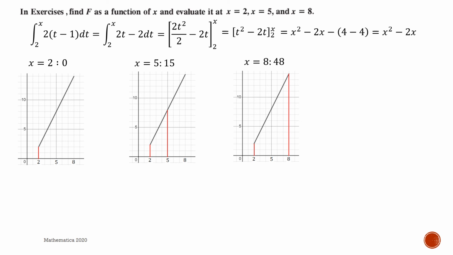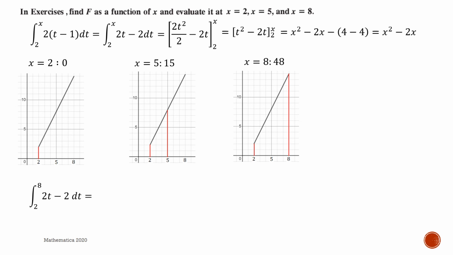So what does this mean exactly? It means that I can find the accumulated area underneath the curve depending on which x values I want to take a look at. So between 2 and 2, it was 0. Between 2 and 5, the area was 15. And between 2 and 8, the area is 48. So I could use the second fundamental theorem of calculus to find this general rule, and therefore put in arbitrary x values to find the area underneath the curve.